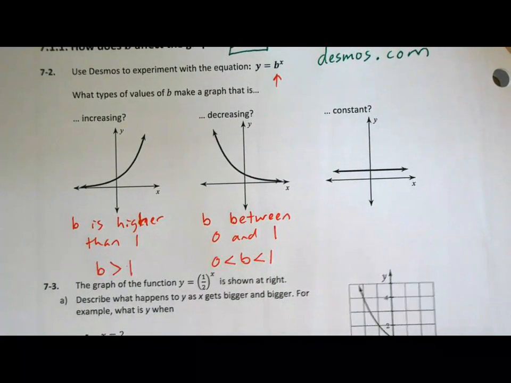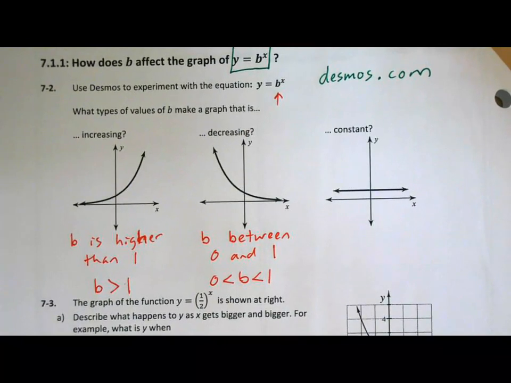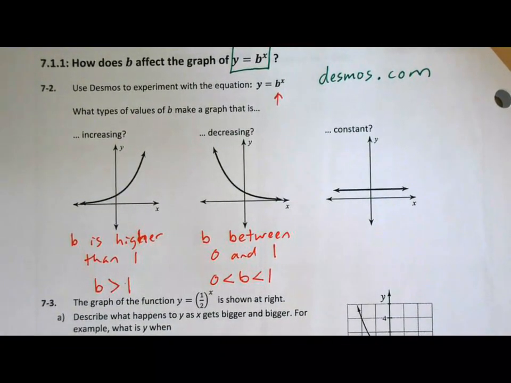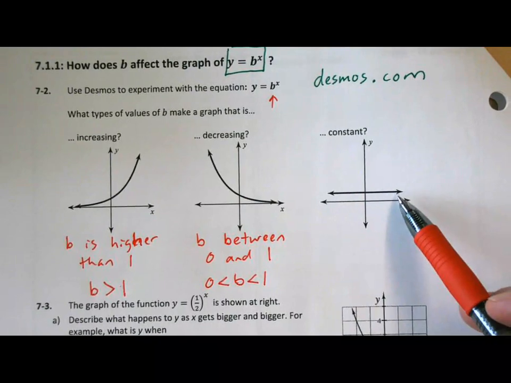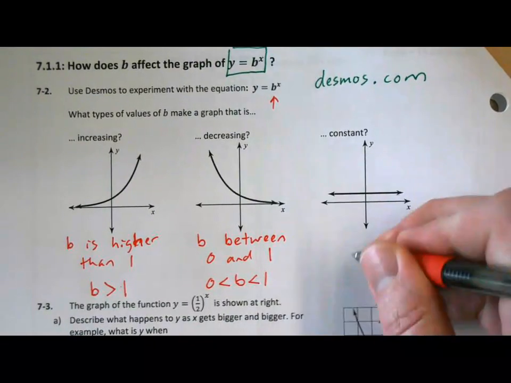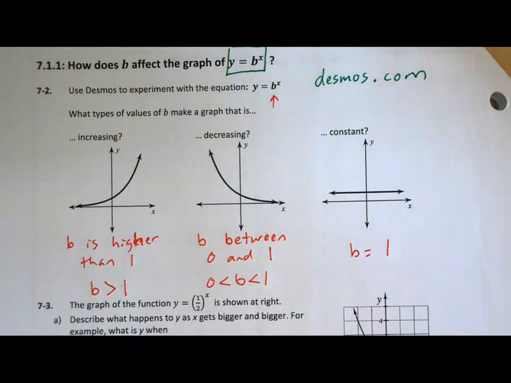Now, if we're looking for an equation that has a flat graph, b has to be a specific value. What value did you find was the only one that would give you a flat graph? 1. So b equal to 1 in that case.